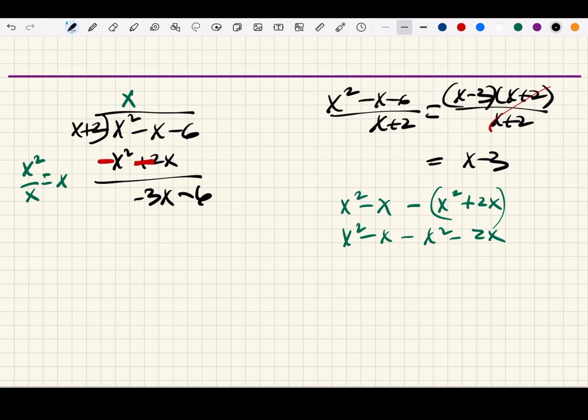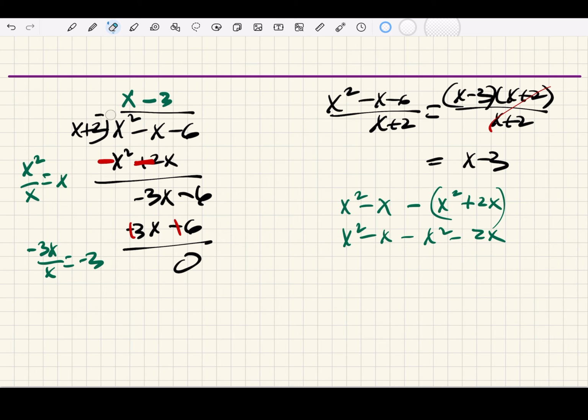X goes into minus 3x. I would write that out again. That's negative 3. So I'm going to write minus 3 up here. And then I'm going to multiply that out. I'm going to have minus 3x minus 6, change the signs and add, and I wind up with 0, which I expected. That's the remainder, right? And this is exactly what I expected. It's the whole reason I did this, so that I could see the same result.